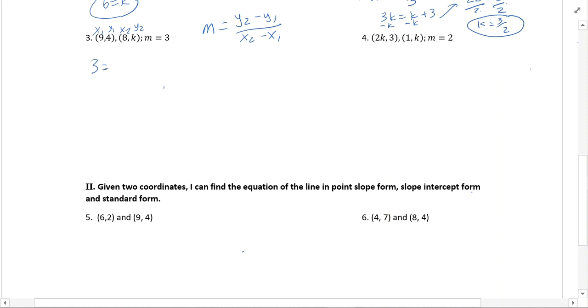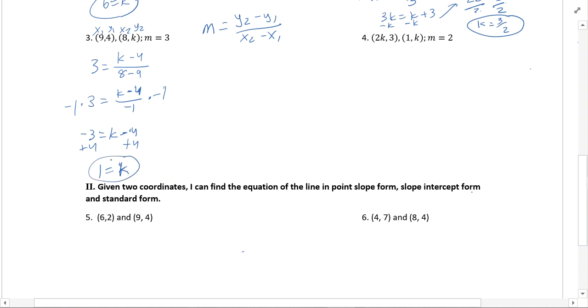So we have 3 equals k minus 4 over 8 minus 9. When we simplify, we get 3 equals k minus 4 over negative 1. So then our next step is we're going to get negative 1 out of the denominator. So we're going to multiply negative 1 to both sides. And so we get negative 3 equals k minus 4. And then we want to get k by itself. So we're going to add 4 to both sides. So we get 1 equals k.